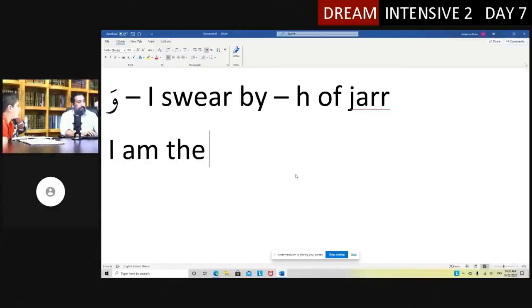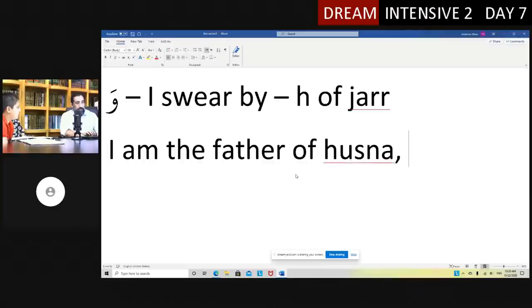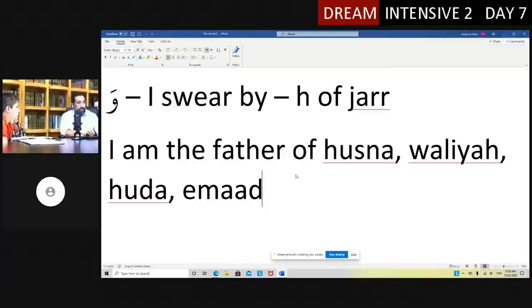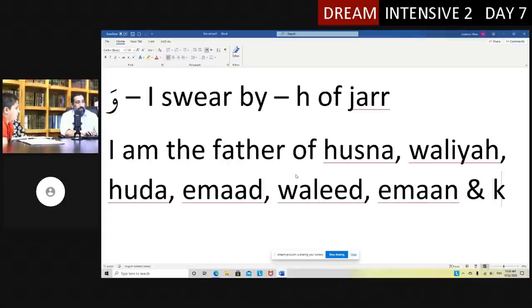I am the father of Husna, Waliya, Huda, Imad, Iman, Waleed, Iman, and Khalid. Okay, those are their names. Now, is it true that I'm the father of Husna? Is it also true that I'm the father of Waliya? Is it also true that I'm father of Huda? And of Imad? And of Walid? And of Iman? And of Khalid?